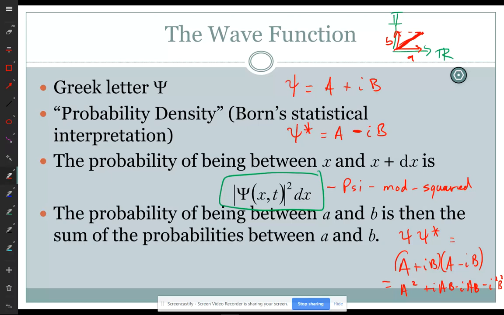So if I want to find the probability of being between A and B, that's going to be the integral of psi mod squared dx from x equals A to x equals B. So there's already some interpretation now of what this wave function actually means. It has some usefulness. It's going to turn out it has a whole lot more usefulness, but that's a beginning part. So you have questions about what we have in the wave function so far?